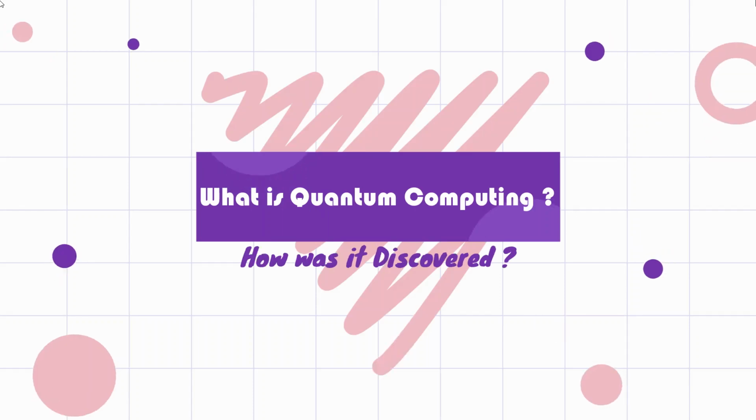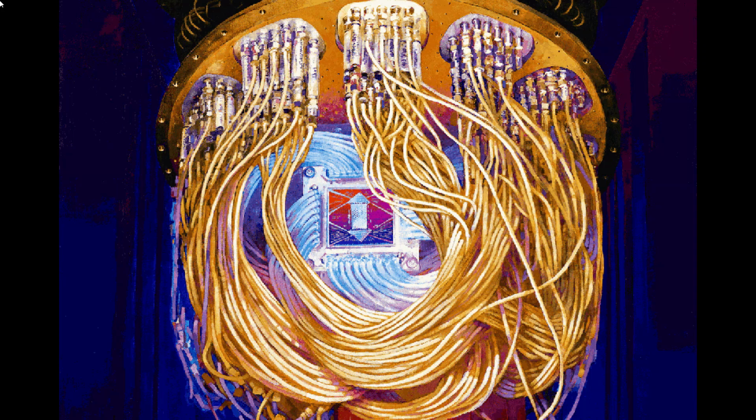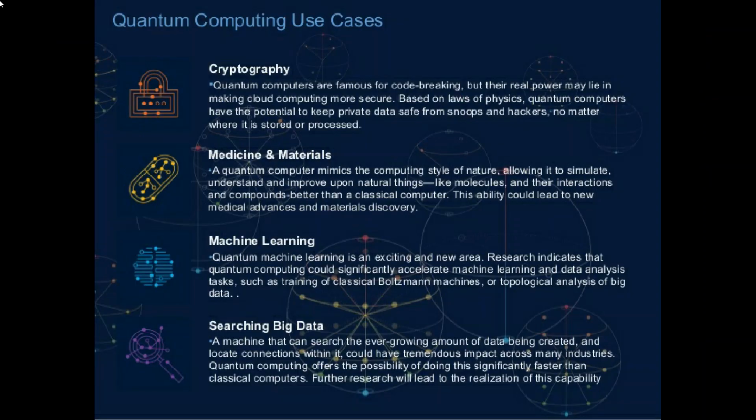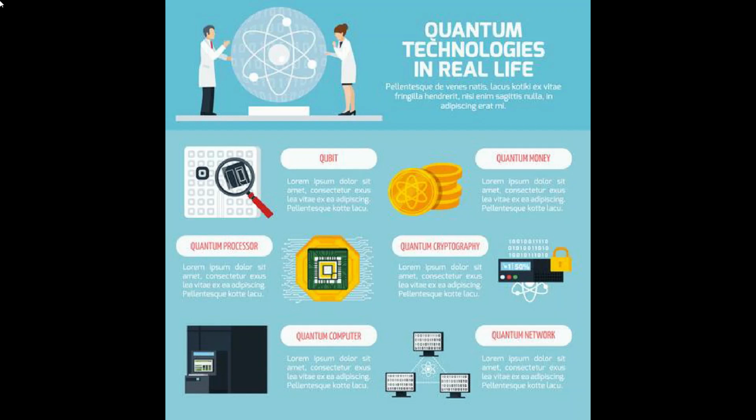Firstly, what is quantum computing and how was it discovered? Quantum computing is the use of quantum mechanical phenomena such as superposition and entanglement to perform computation. Computers that perform quantum computation are known as quantum computers. Quantum computers are believed to be able to solve certain computational problems, such as integer factorization, which underlies RSA encryption, significantly faster than classical computers. The study of quantum computing is a subfield of quantum information science.